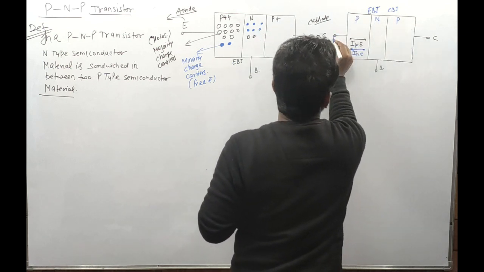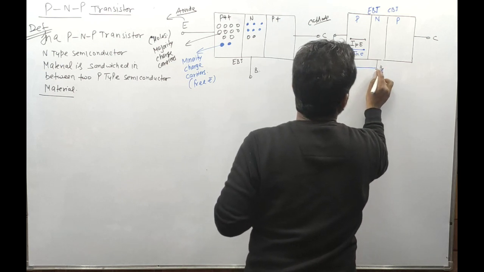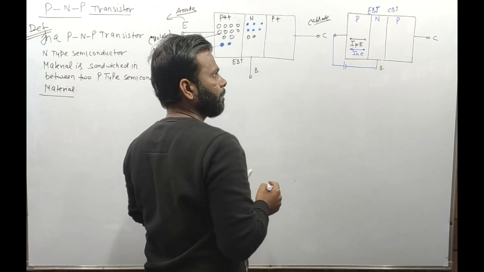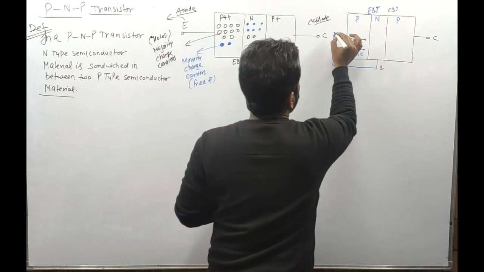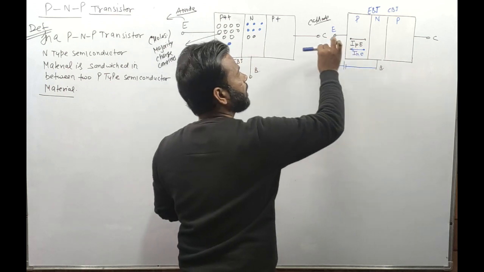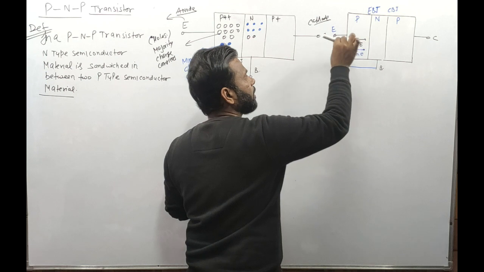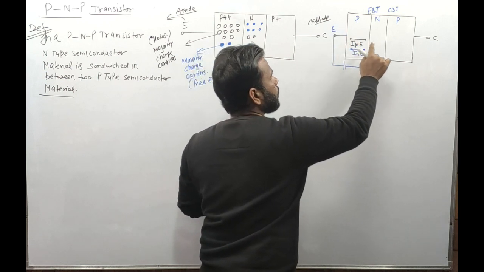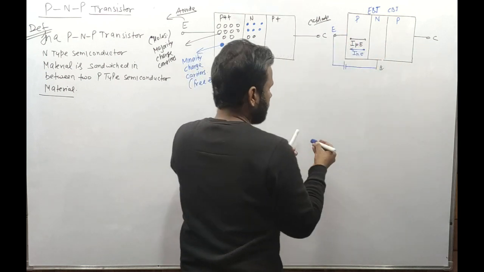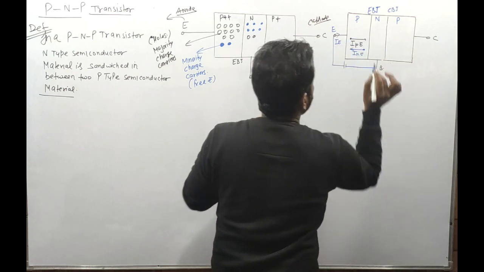So P side should be positive, so it is positive, and N side should be negative. Is it okay? Clear, right? Done. So this is your emitter. Now since electrons are moving in this direction, the direction of conventional emitter current will be from emitter to, or left to right side. It is left to right side, so it is emitter current. Is it okay with you?